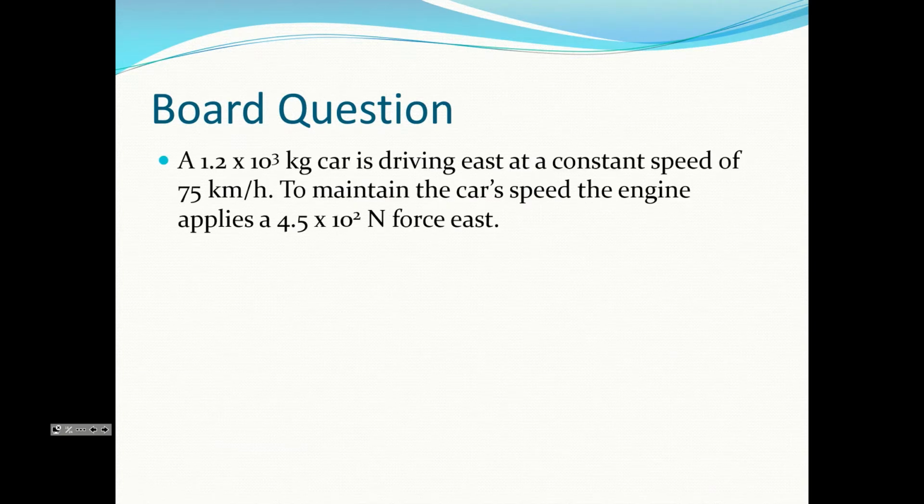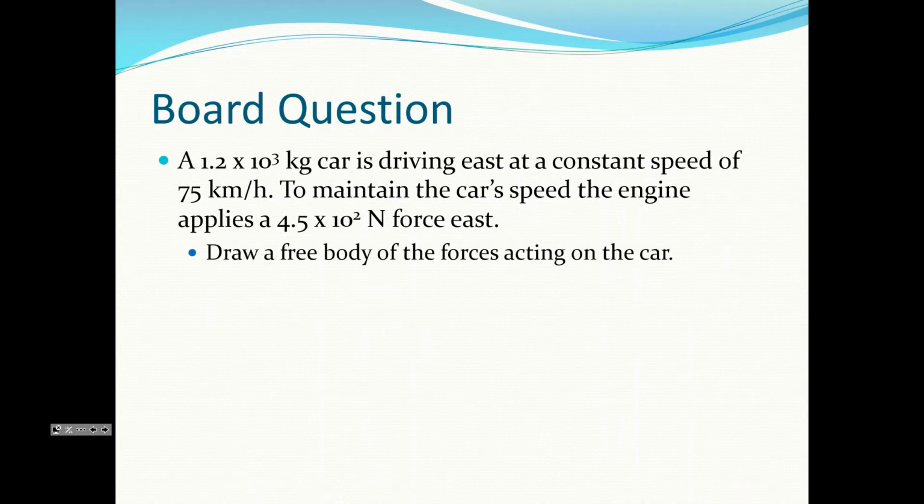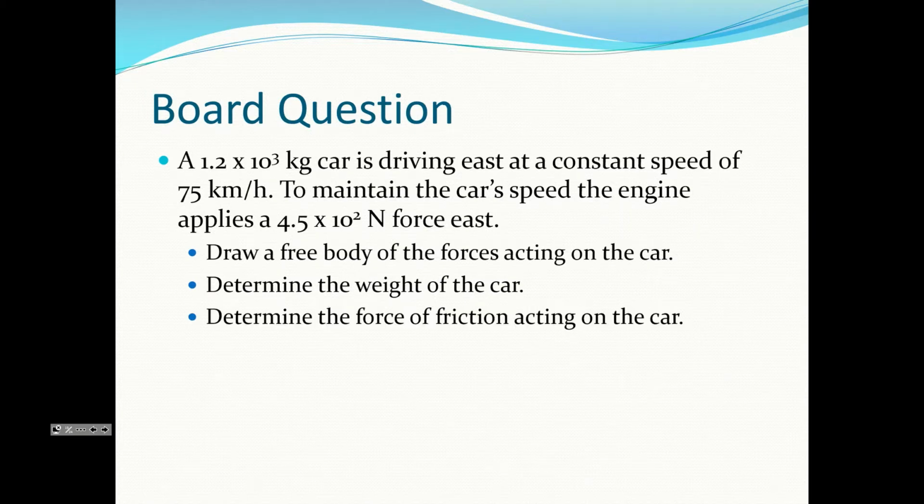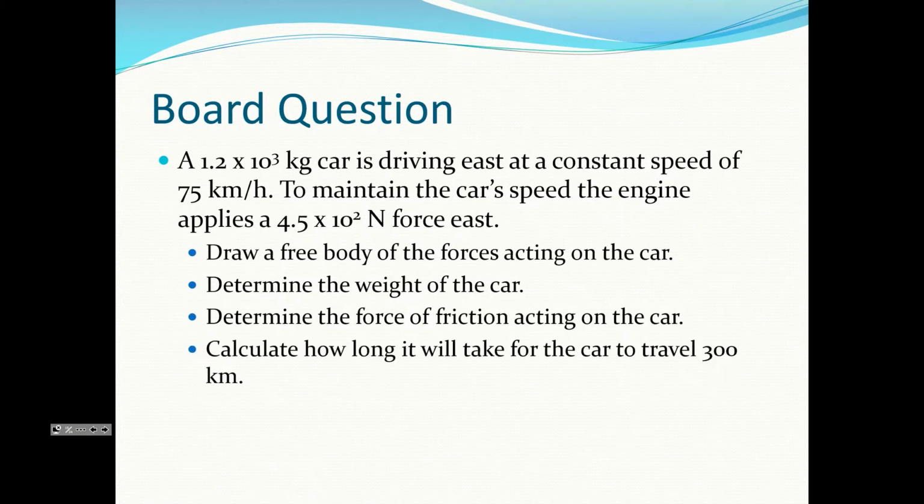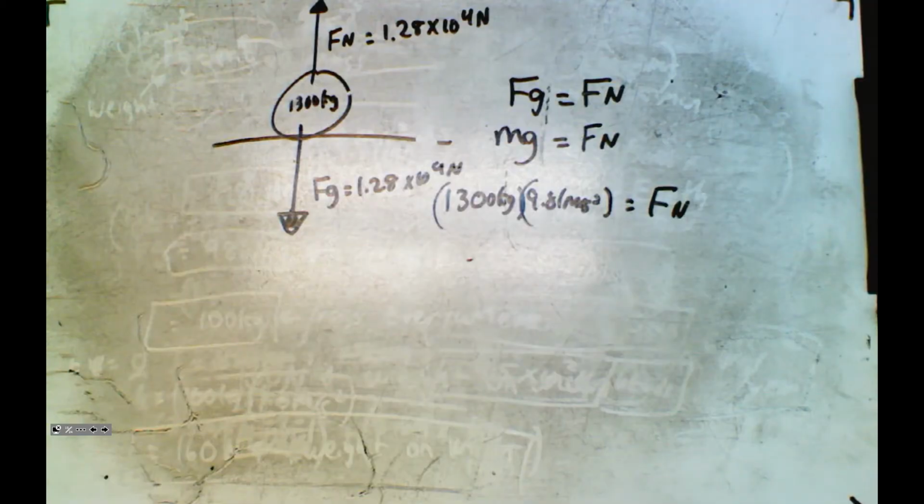Okay, so let's do a board question. A 1.2 times 10 to the 3 kilogram car is driving east at a constant speed of 75 kilometers per hour. To maintain the car's speed, the engine applies a 4.5 times 10 to the 2 newton force east. Draw a free body diagram of the forces acting on the car. Determine the weight of the car. Determine the force of friction acting on the car. And calculate how long it will take you to drive 300 kilometers. So pause the video. Try these on your own. I'm going to go through them right now. So you need to try them on your own first.